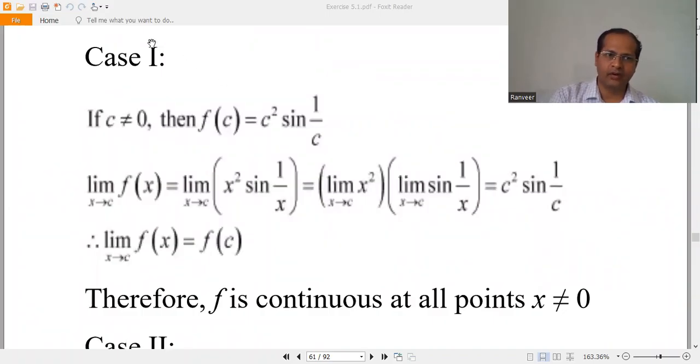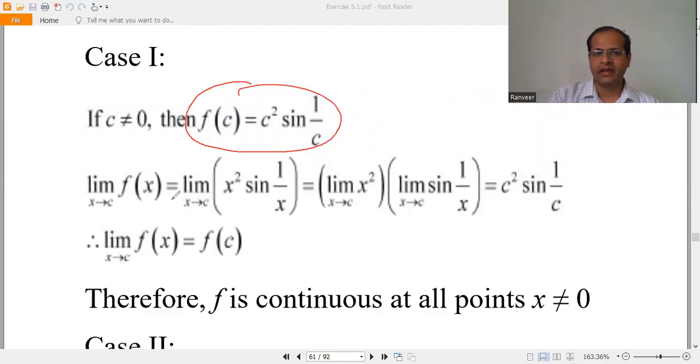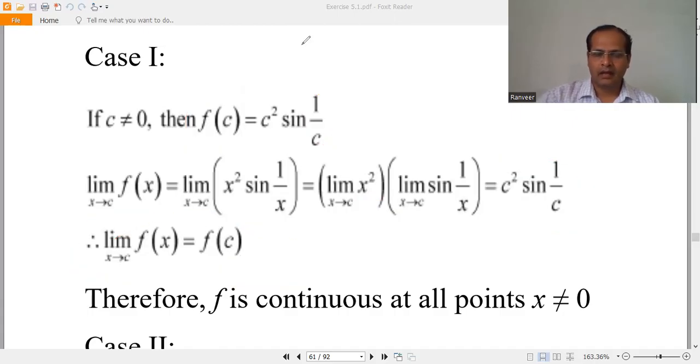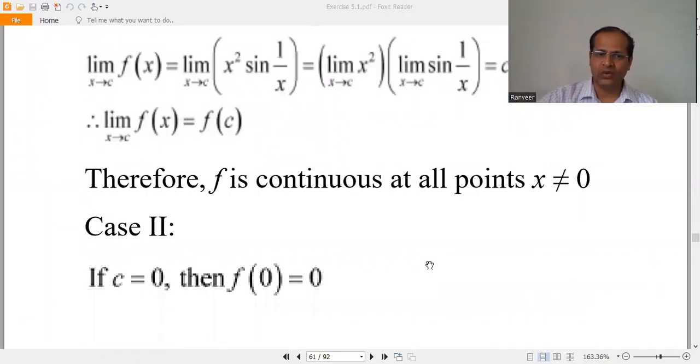The value of f of c is the limit as x tends to c of f(x), which is x square sine 1 by x. So we can write here c square sine 1 by c. Both values are the same. So the function is continuous at all points except x equal to 0.